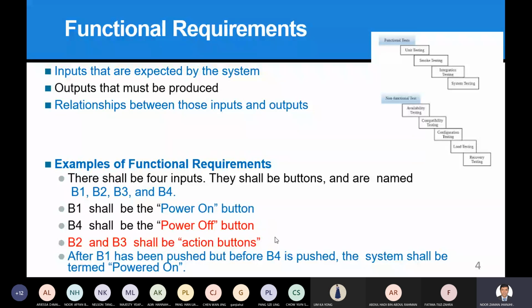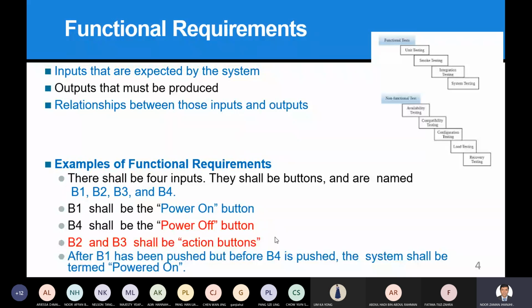It means it is something necessary, and that's why we talk about inputs that are expected by the system and output that must be produced, and a relationship between those inputs and outputs. So in other simple words, functional requirements are must-do requirements. We cannot deny that. We cannot go beyond that. If something is missing, we will not say our system is 100% functional, or even that it is useful, as I gave you the example of the four buttons of the laptop.